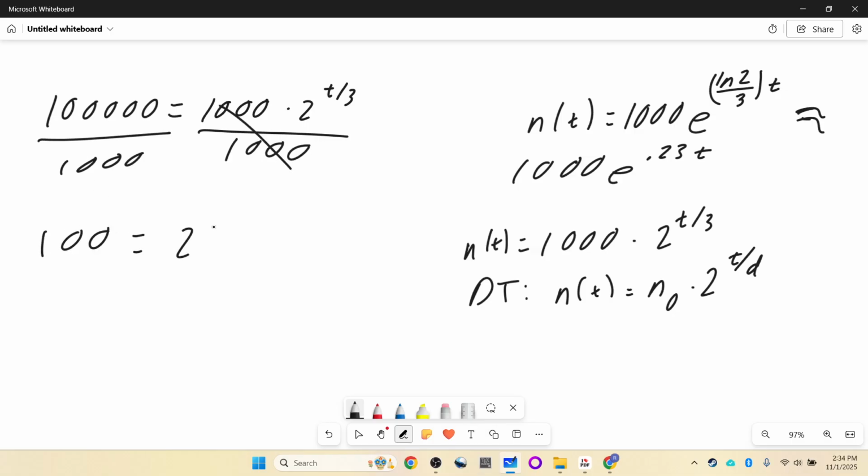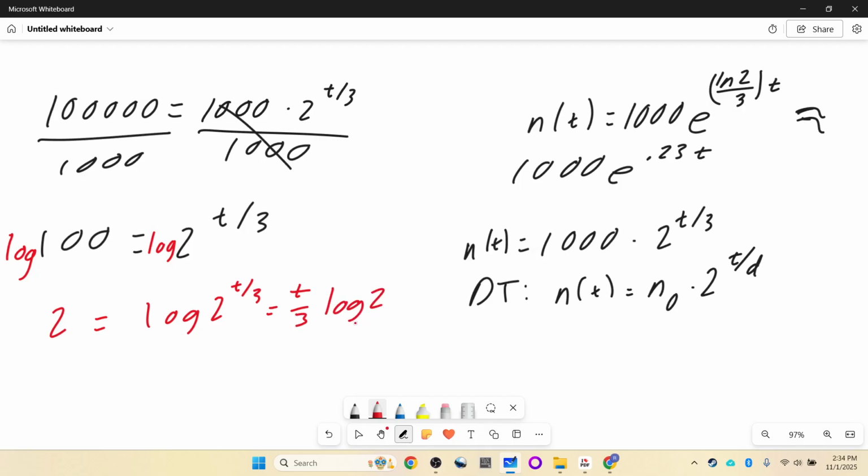100 equals 2 to the t over 3. Now I'm going to need to use a log to get that t out of there. I'll just use the standard common log here because that way it's just a 2 on the left. 2 equals log of 2 to the t over 3, which equals t over 3 log of 2. So then t would equal 2 times 3, which is 6, over log 2.